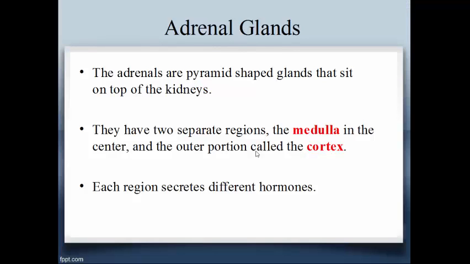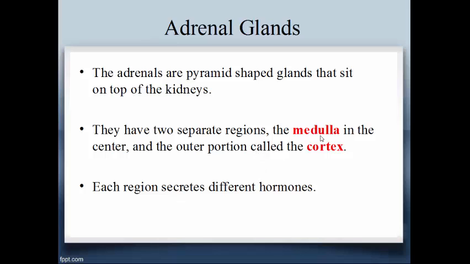Alright, the next structure we'll talk about, the adrenal glands. These are the pyramid-shaped glands that sit just on top of the kidneys. They have two separate regions, the medulla and the cortex. Each region is very different from the other. They produce different types of hormones, and they're made up of different types of tissue. So just like with the pituitary, you have to be specific when you're giving an answer. You can't just say the adrenal glands. I will need the adrenal cortex or adrenal medulla.